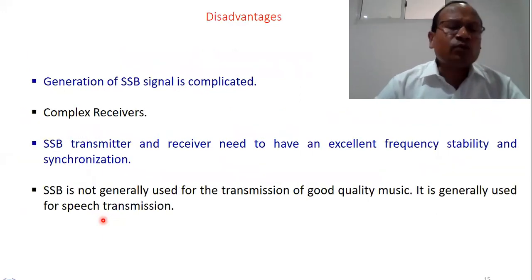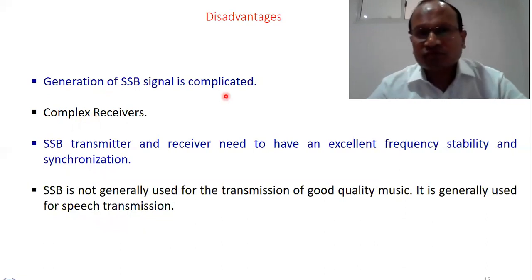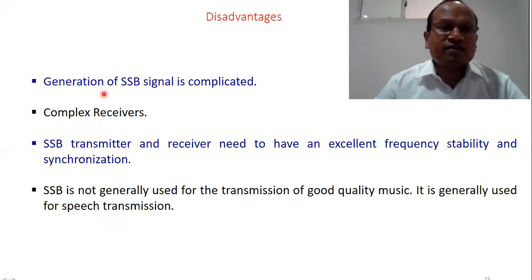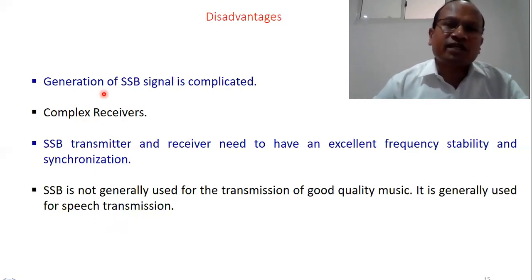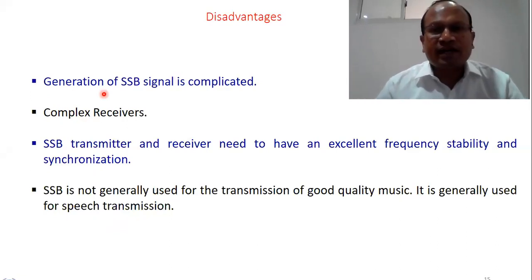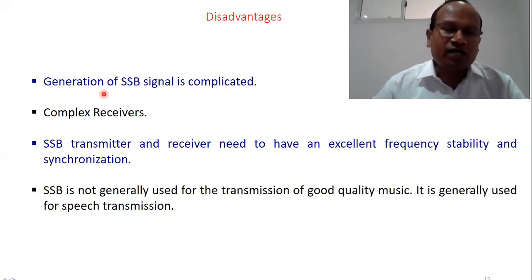Next one is disadvantages. Generation of SSB signal is complicated and it requires a complex receiver. This is important. When we are talking about generating an SSB signal, you have to make a special arrangement at the receiving end, at the receiver. So we need to design a complex receiver. Now we need to understand how the receiver becomes complex. It is because when SSBSC is used, we do not send the carrier. When we do not send carrier, what happens?